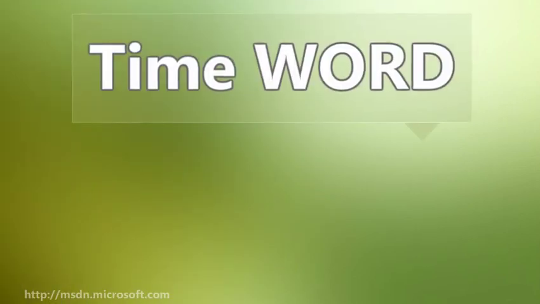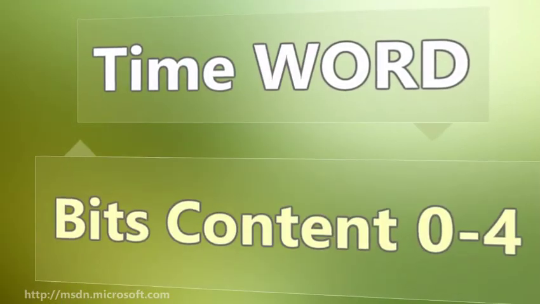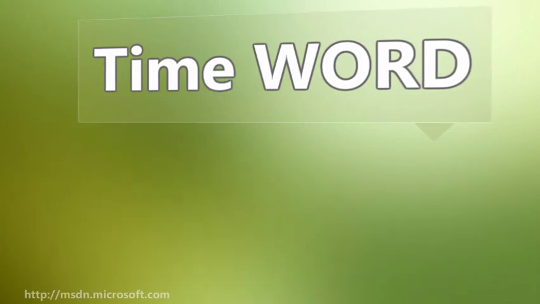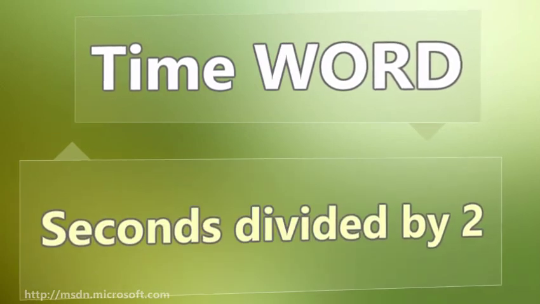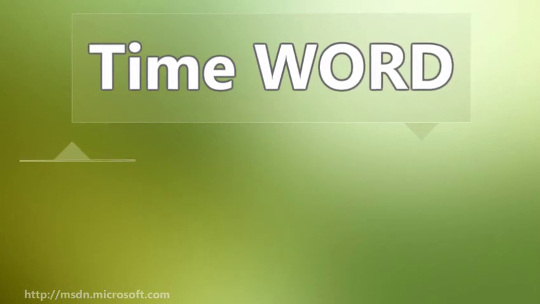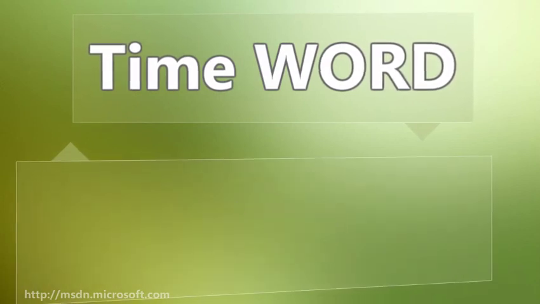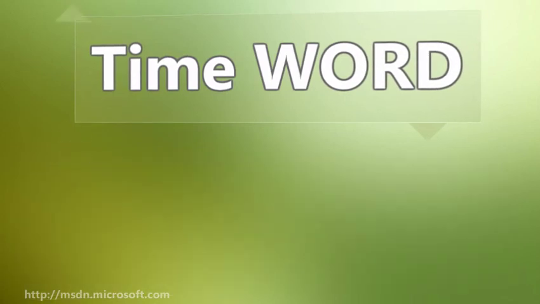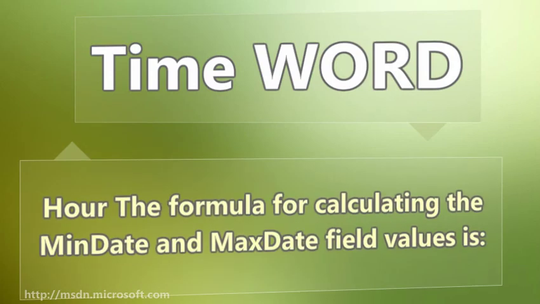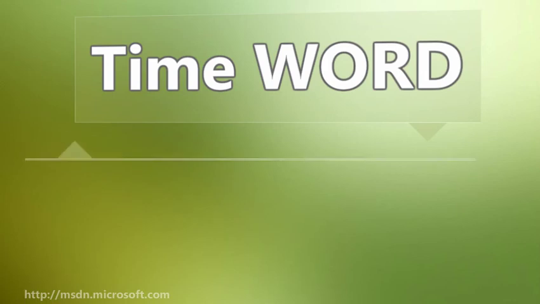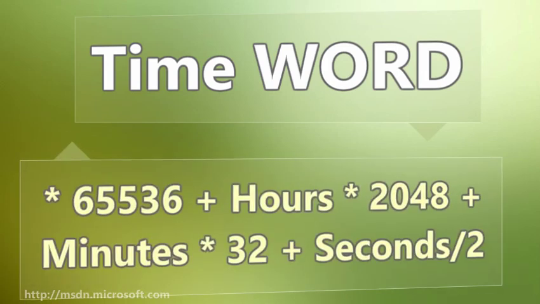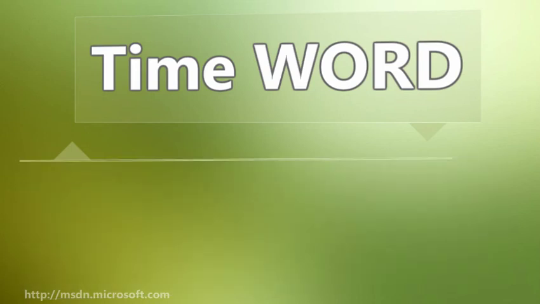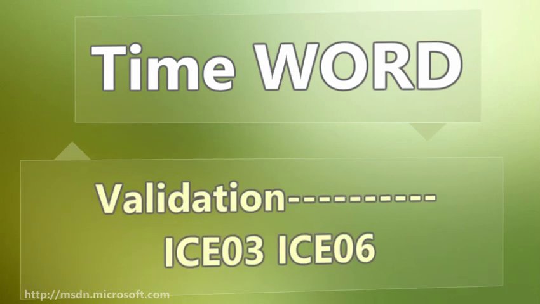Time word: bits 0 to 4 are seconds divided by 2, bits 5 to 10 are minutes, and bits 11 to 15 are hours. The formula for calculating the MinDate and MaxDate field values is: 65,536 times the date word plus hours times 2048 plus minutes times 32 plus seconds divided by 2. Validation: ICE03, ICE06.